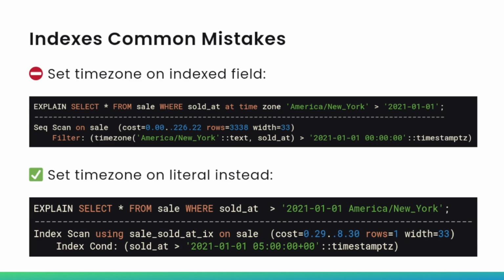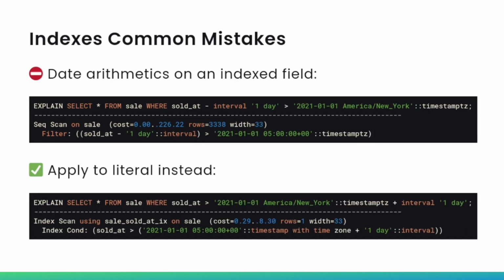Setting time zones is also a common mistake which may prevent the database from using your index. In this case, you have an index on sold_at, but once you did sold_at at time zone, that's an expression, and the database does not have this expression indexed. So it may prevent the database from using this index. What you can do in this case is just move the time zone to the literal part, and that would enable the database to use the index.